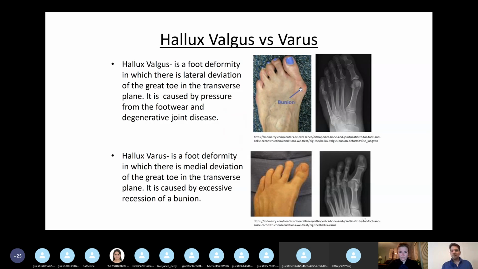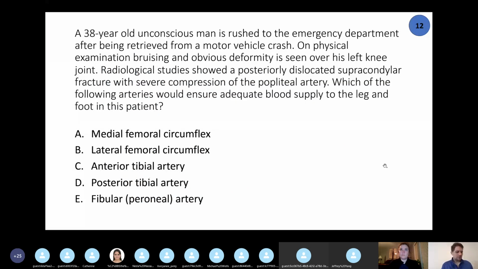This is from lecture. Typically, when you have this, if you look at the toe here, it's displaced laterally. So that's going to be a valgus rotation. Often it's accompanied with a bunion. The varus rotation, the toe is going to be displaced medially. Okay, so just keep those in mind.